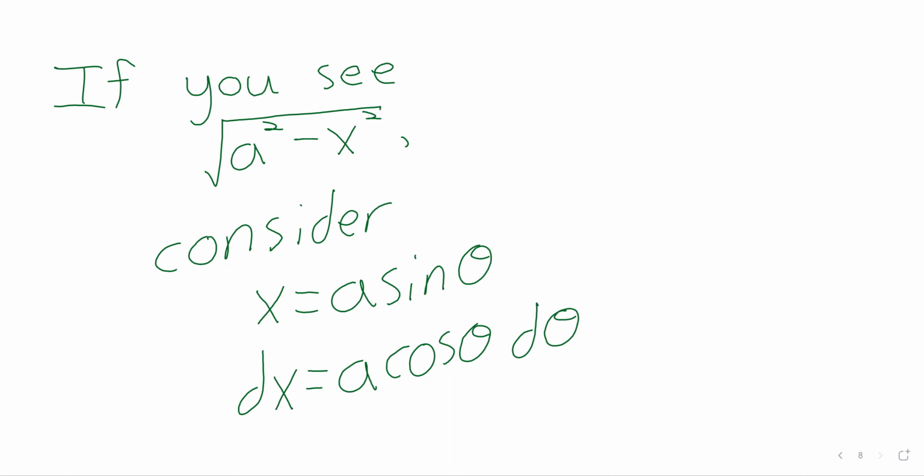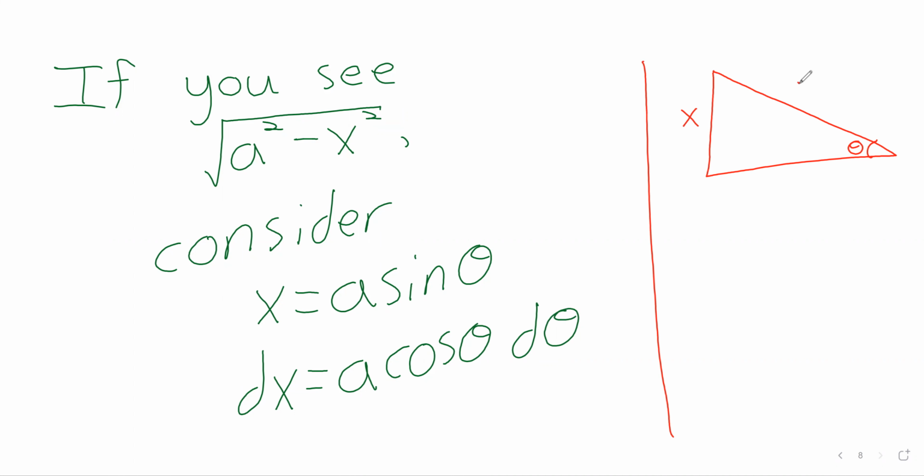And the picture you should have in your head here is we've got a right triangle and we've got x and a. And that square root is the other side of the triangle.